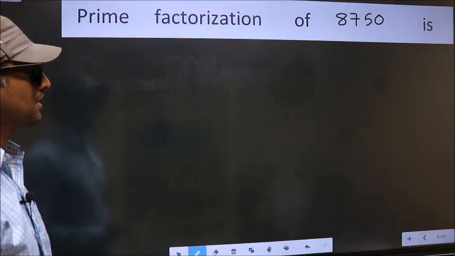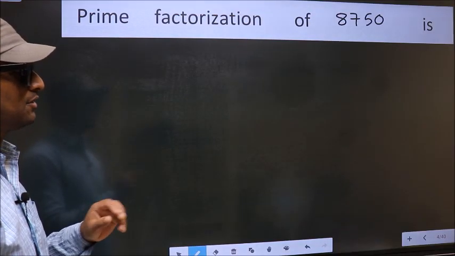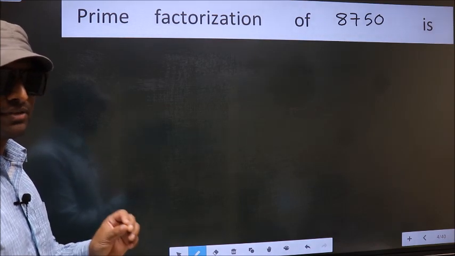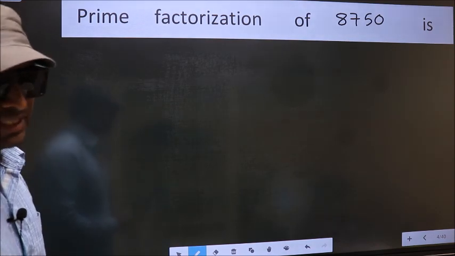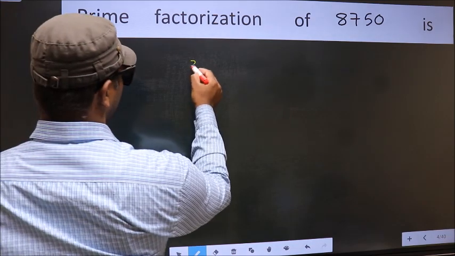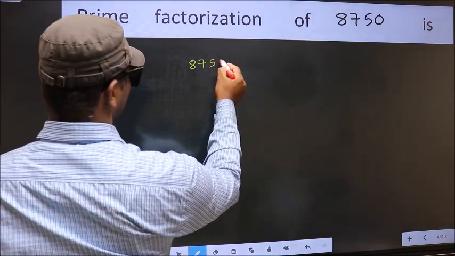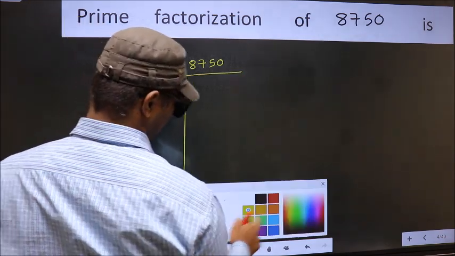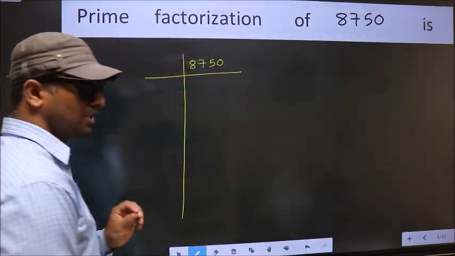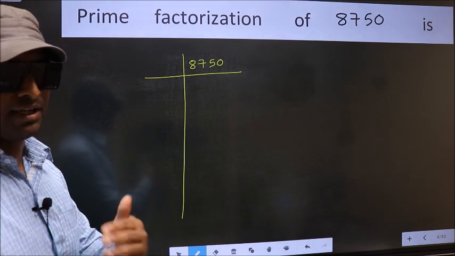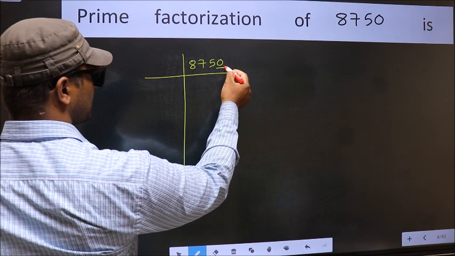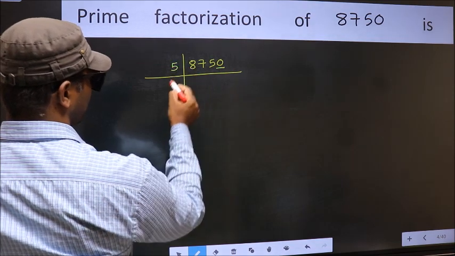The prime factorization of 8750 is, to do prime factorization, first we should frame it in this way. 8750. This is your step 1. Next, in this number, the last digit is 0, so take 5.